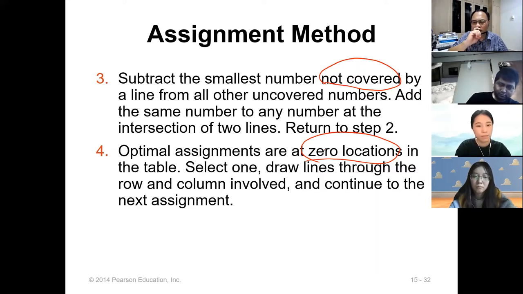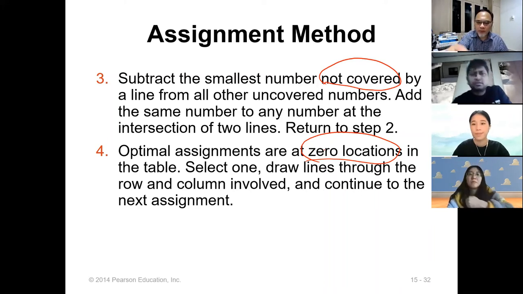Jakob, have you done this before? Assignment methods? Hongli, have you done this before? No. Assignment method, I didn't do this. Never mind. Okay, we'll do that.